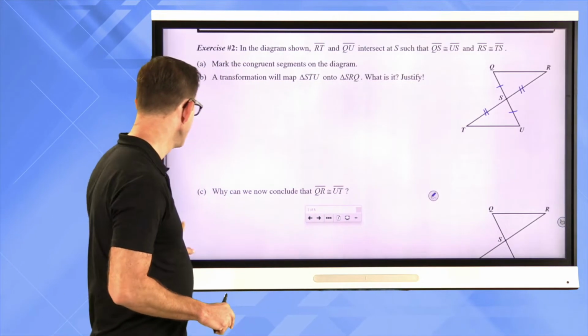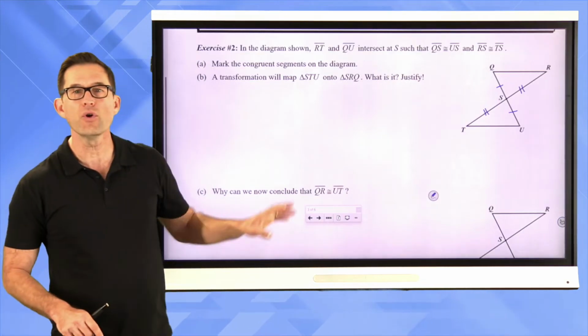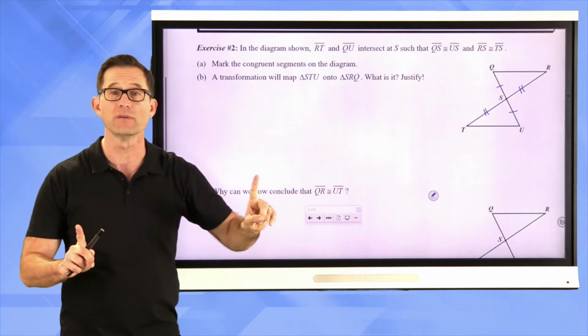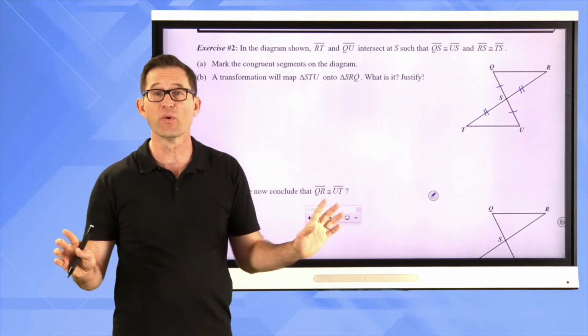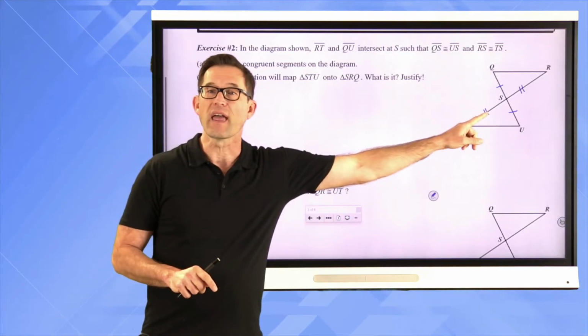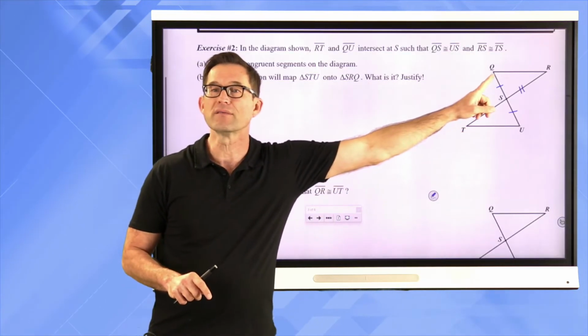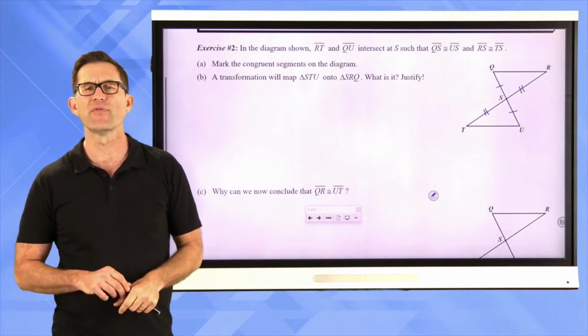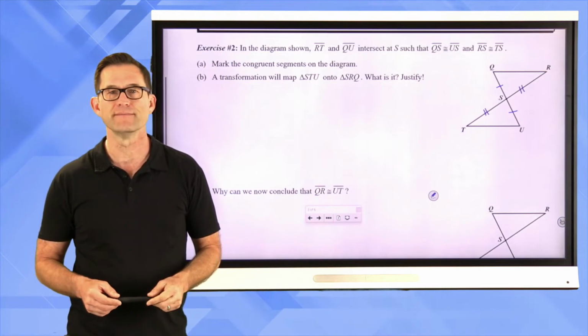All right, so I want you to think about it. What could I do to triangle STU, a single transformation, right? It has to be a rigid motion, a single transformation that will take STU and map it on top of SRQ. Pause the video now and think about what that transformation might be.